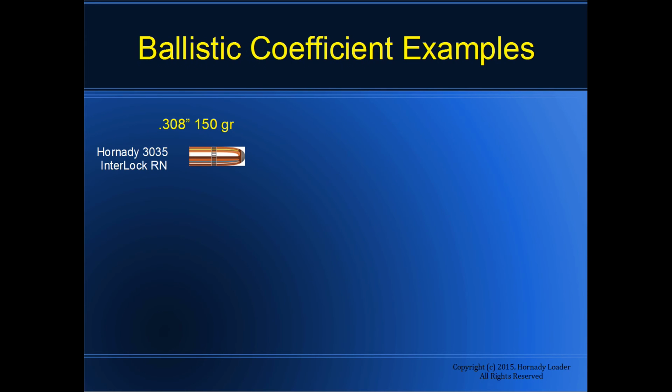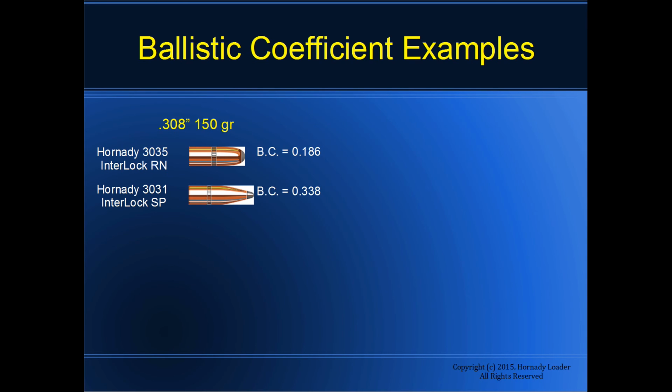Now, let's take a look at a couple of examples. Here's the Hornady 30-35 interlock round nose bullet. Now, this is a 308 bullet, 150 grain. It has a ballistic coefficient of 0.186. Now, the Hornady 30-31 interlock spire point bullet is identical. It has the same weight, the same body shape and form, but it has a spire point nose or head. And it has a ballistic coefficient of 0.338, quite a bit higher.